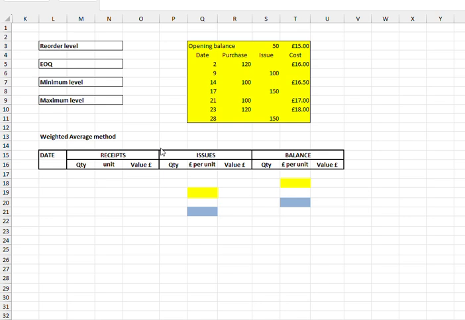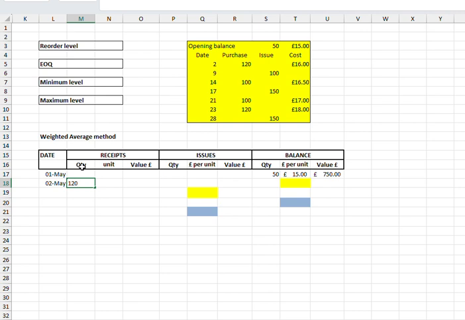So for this one then, I'm going to show you how to use weighted average method, or AVCO. We'll just do the same, using the same question, same transactions. It's a lot simpler. So same as FIFO, it was for May, so let's just put 1st of May. So we have an opening balance of 50 at £15 per unit. Multiplying the two together, that gives us £750.